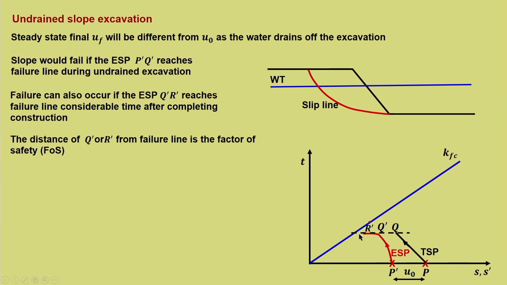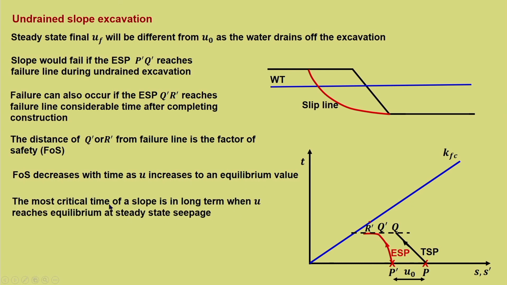Now, if it is here, then this is the margin of safety. If it is here, this is the margin of safety. And the factor of safety decreases with time. Why? Here the factor of safety is this much, but as time progresses, u increases and Q'R' is the stress path. So, the factor of safety reduces as u increases to the equilibrium value. So, the most critical time of a slope is in the long term, when u reaches equilibrium at steady state seepage, that is, u is increasing. So, the critical part of a slope under excavation is in the long term.